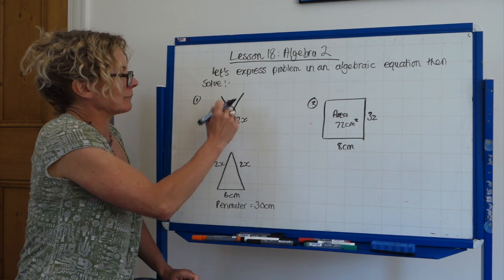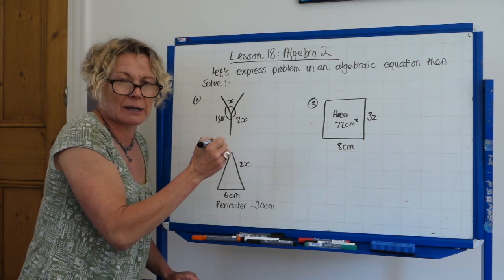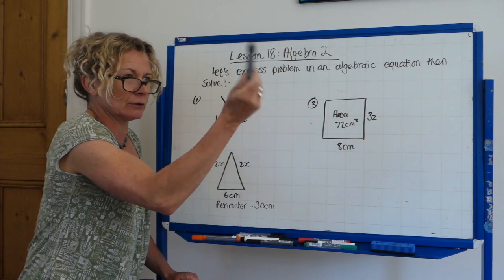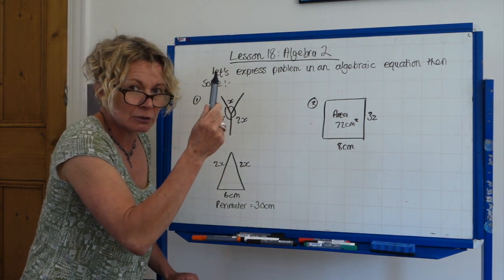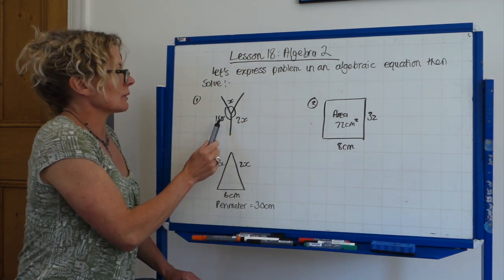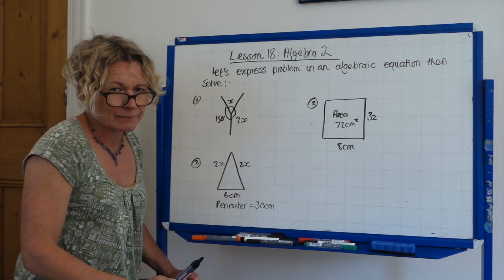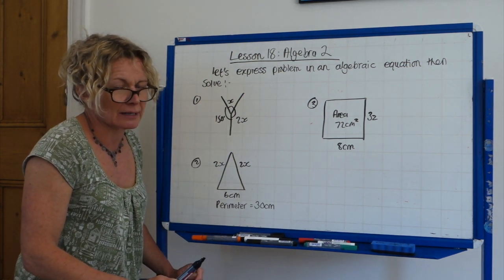This is angles round a point. How many degrees are all the way round? If you were going to do a turn that went all the way round, you would turn 360 degrees, correct. Okay, so here we've got an angle of 150, 2x and x. How are we going to find out what 2x and x are?